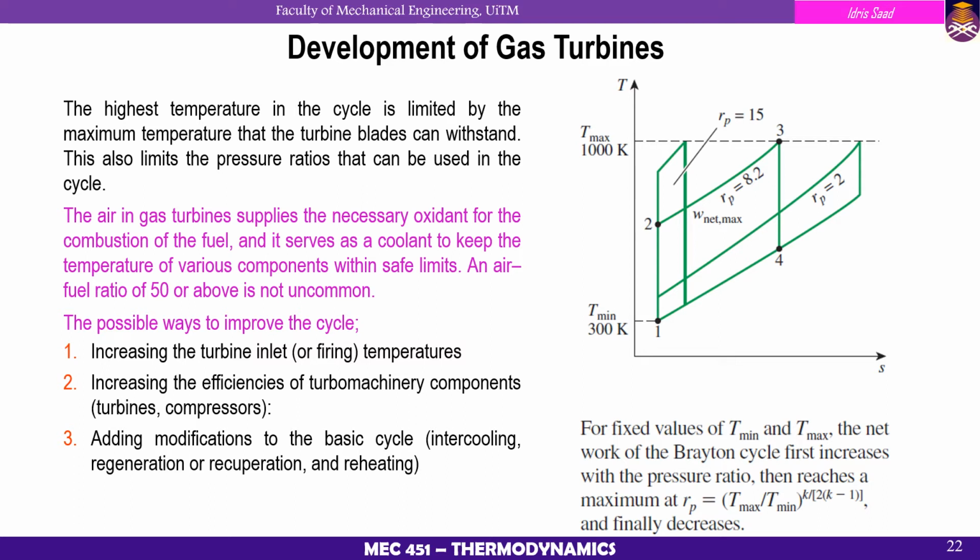If we refer to this diagram, the TS diagram, in this graph we can see that the maximum temperature is limited to, let's say, 1000 Kelvin. So this is the maximum line that we can increase our Brayton cycle to. If we start the temperature here, then we can only increase the heat addition process to here, and this will limit our pressure ratio.